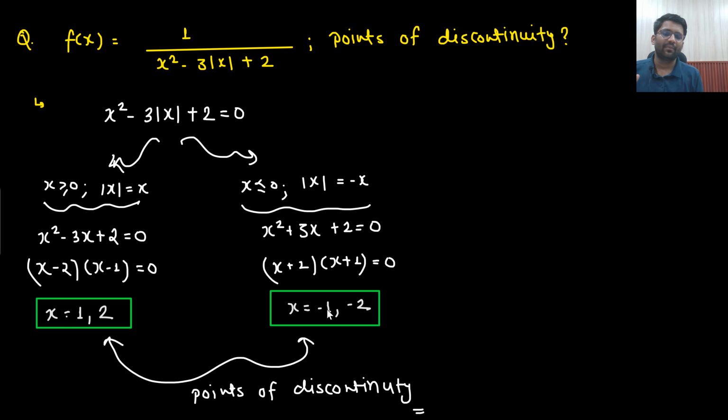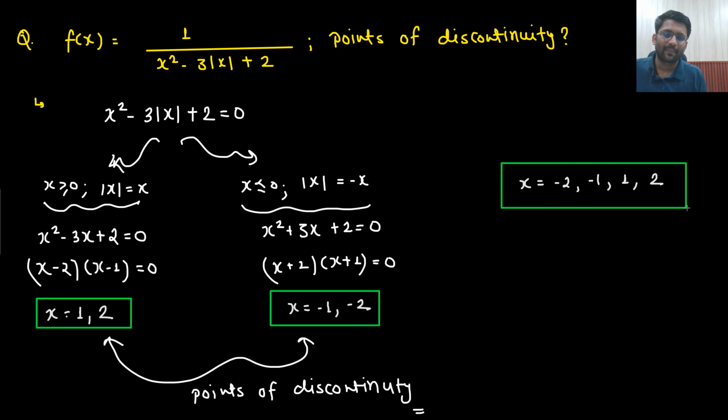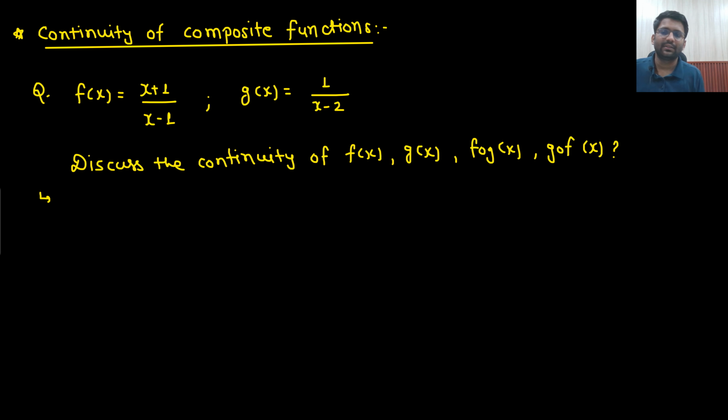So what are all the points of discontinuity? Minus 2, minus 1, 1 and 2. These are your answers. Okay, well and good, very simple thing. Now I guess we are left with the last topic, continuity of composite functions. So now I need to take a break and then I will come back. We will discuss the continuity of composite functions.